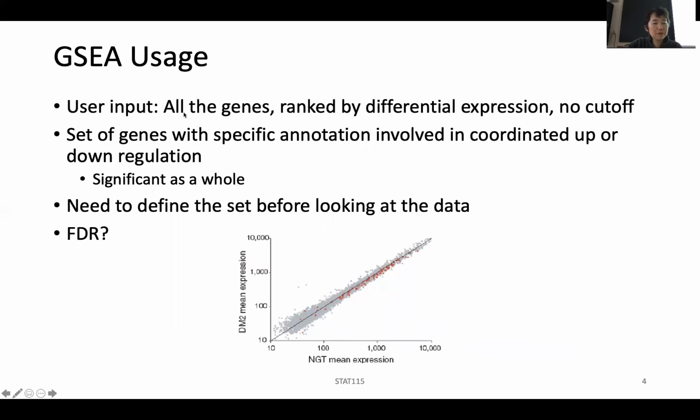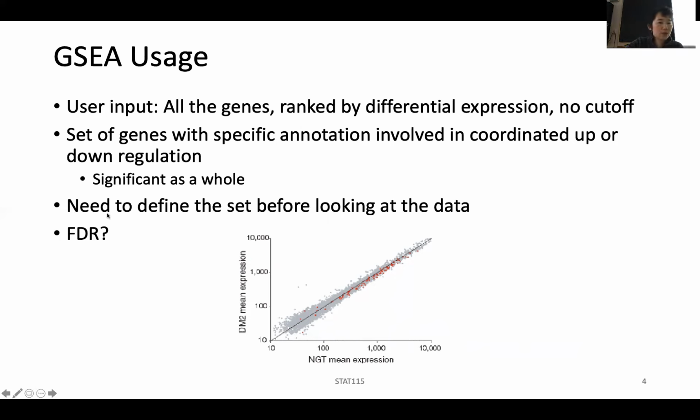Yeah, so the user input is all the genes ranked by their differential expression. There's no cutoff. You don't need to set the cutoff. And then the algorithm will automatically check for genes with specific gene ontology annotation that are involved in the coordinate up or down regulation, right? So you evaluate the significance as a whole.